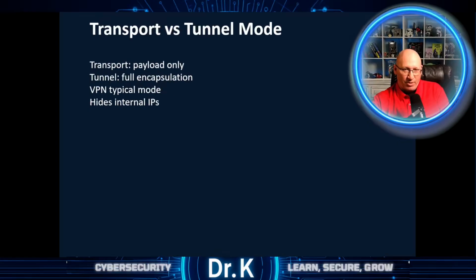IPsec can operate in two modes: transport mode and tunnel mode. In transport mode, only the IP payload is protected. The original IP header remains visible, and in tunnel mode, the entire original IP packet is encapsulated inside a new packet. This is the typical VPN configuration between networks, and tunnel mode hides the internal addressing details.